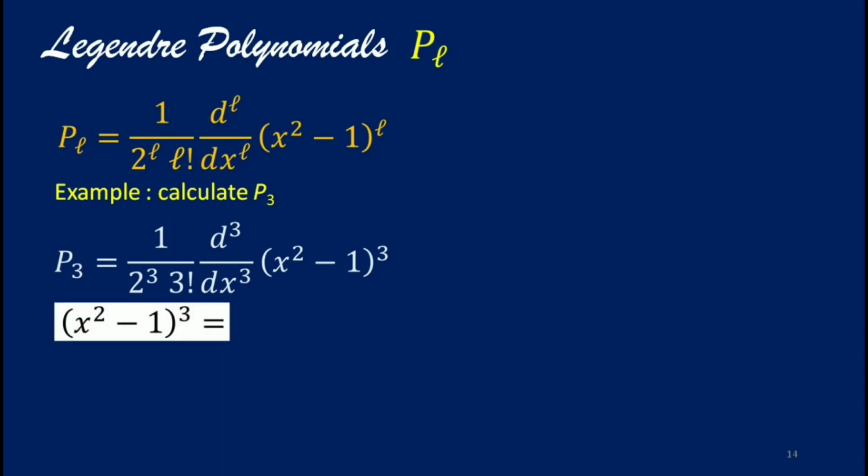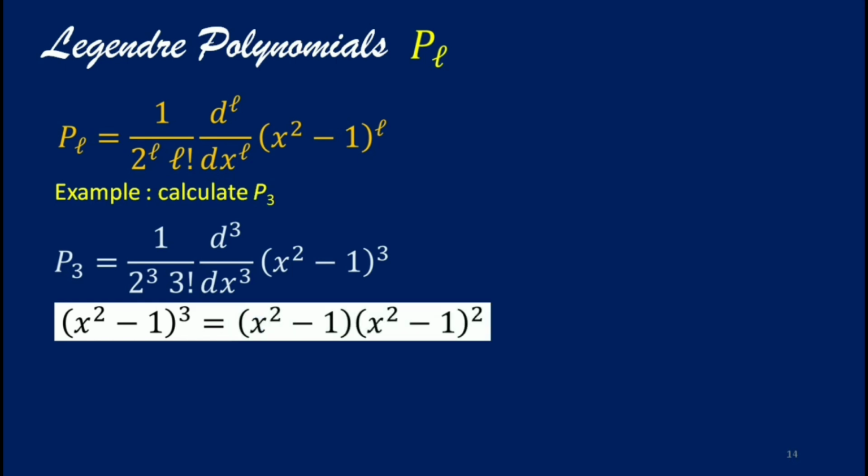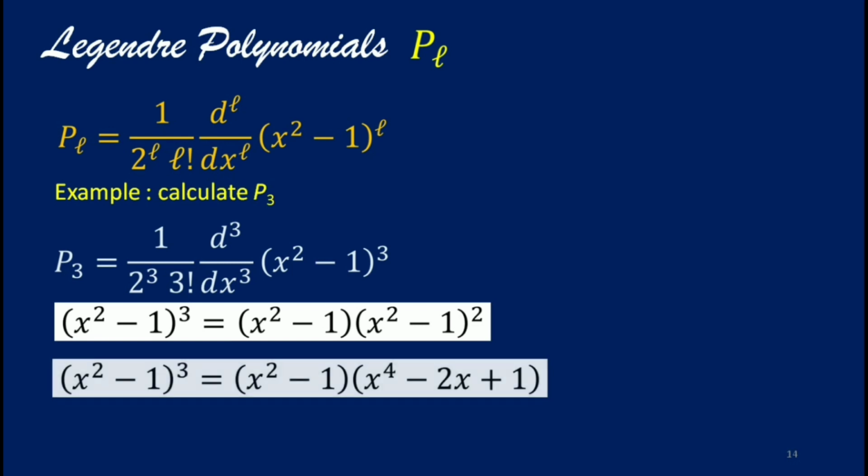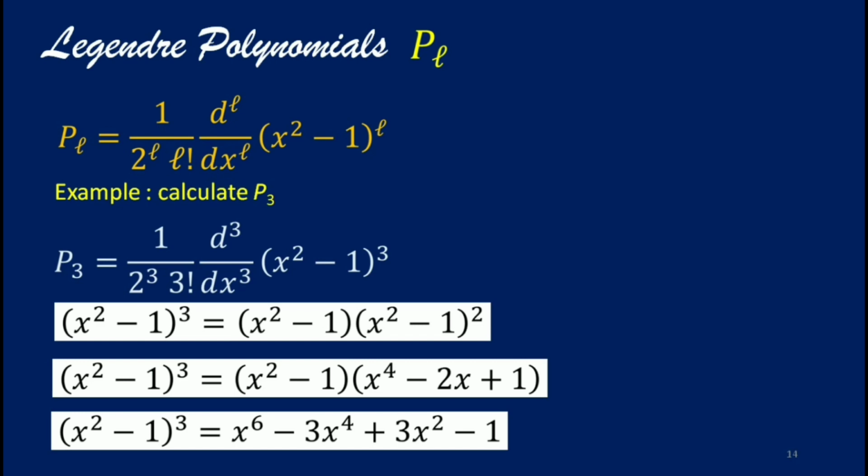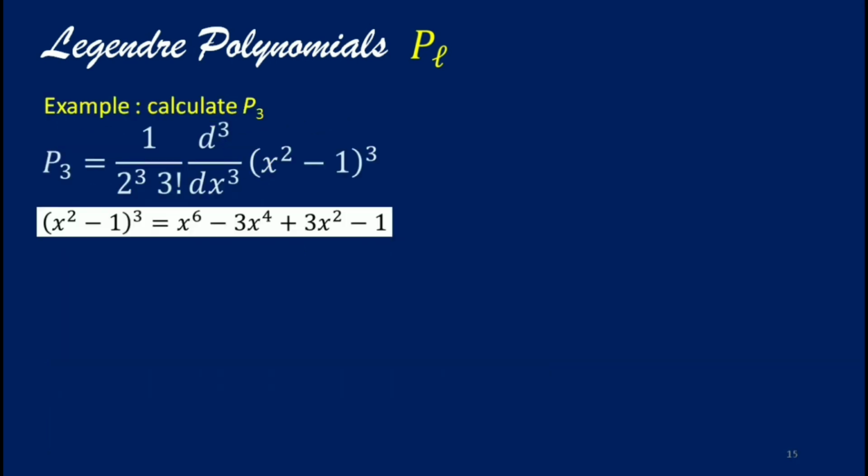So we first calculate x squared. What is (x squared minus 1) to the power 3? So (x squared minus 1) cubed will be (x squared minus 1) multiplied by (x squared minus 1) squared. Now (x squared minus 1) squared equals x to the fourth minus 2x squared plus 1. So this whole product is given by x^6 minus 3x^4 plus 3x squared minus 1. So this is what we have for (x squared minus 1) cubed.